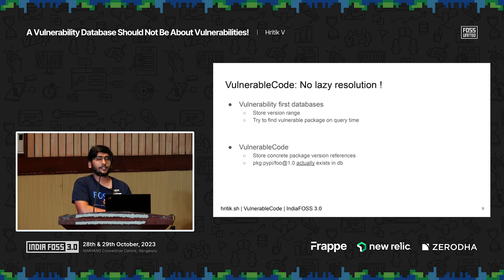If, let's say, you have package version 2, at runtime they try to figure out does 2 lie into 2 to 4, 4 to 5, because vulnerabilities are first class citizens, right? The advisories are first class citizens. So they try to find package on query time.